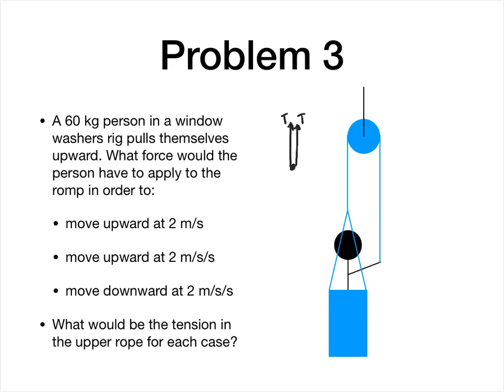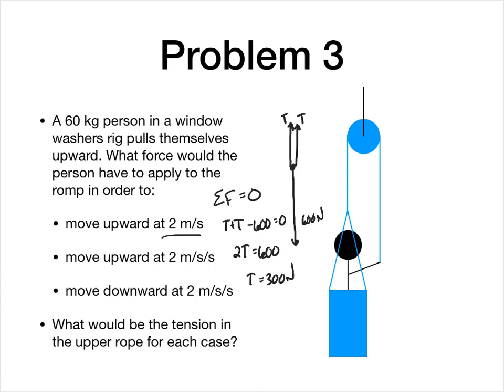Moreover, there is one downward force. The person, 600 newtons. That's it. Those are the forces acting. When it's moving upward at 2 meters per second, net force is 0. So T plus T minus 600 equals 0. So 2T equals 600, or T equals 300 newtons.